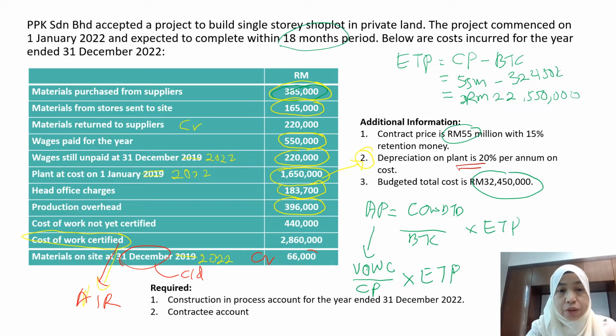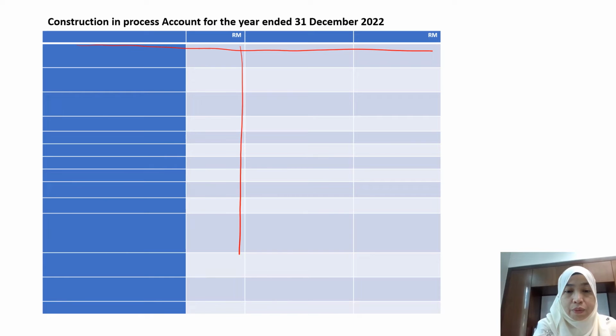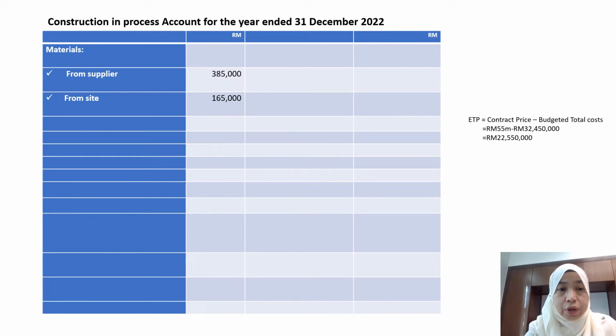Okay, so now let's look at construction in process account. This is the format. We have a T format like this one. We record materials from supplier and also materials sent to site. Material returned to supplier, you credit your construction in process account. Remember, this is the debit side, this is the credit side. Material returned to store will reduce cost of work done to date.